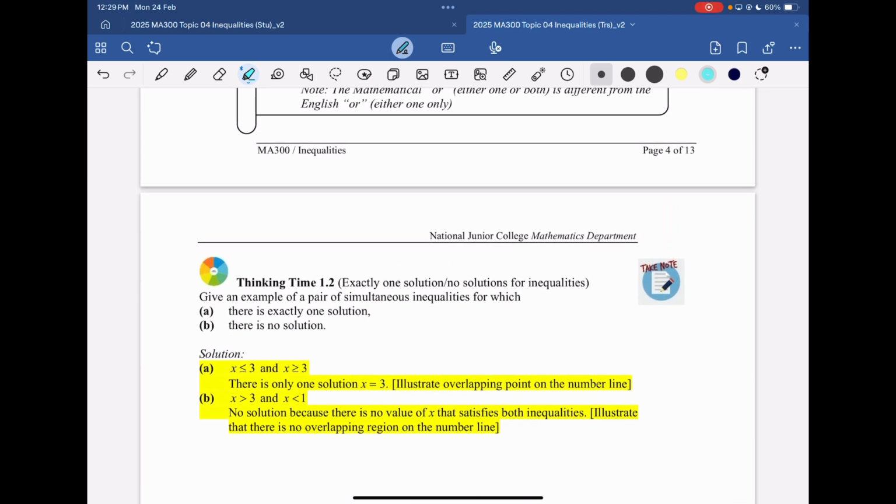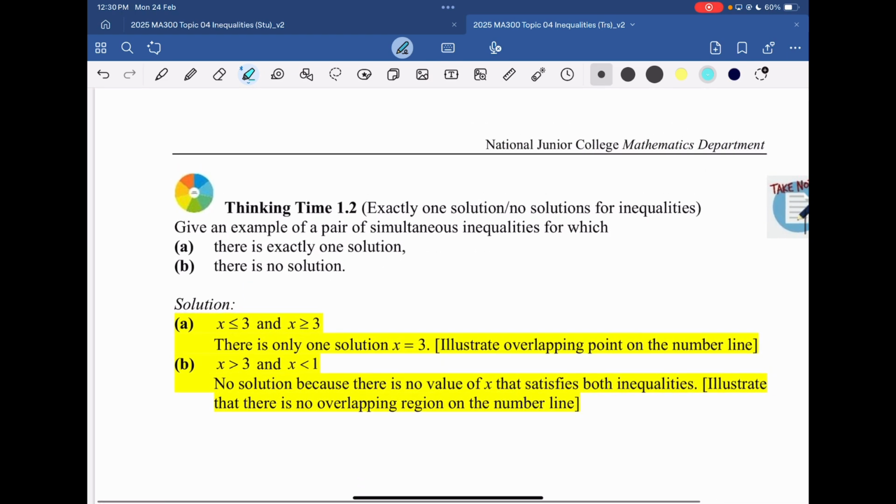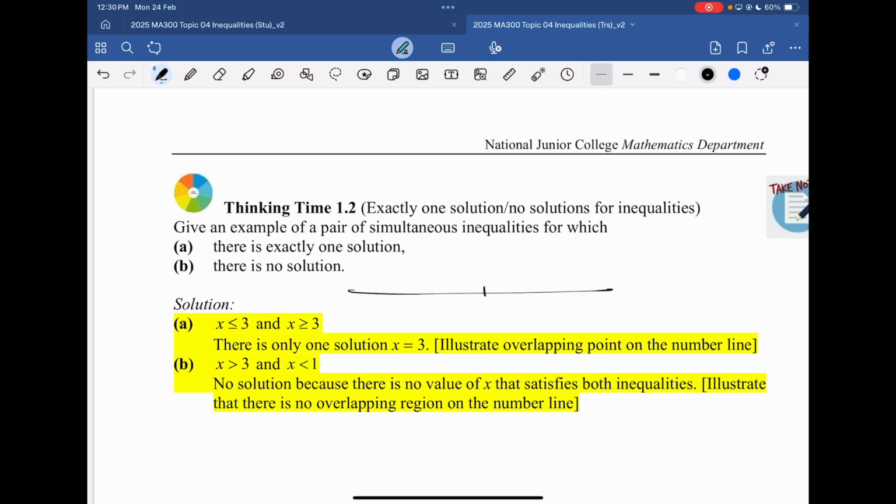Now, when is there exactly one solution? Are you with me? Shh, listen. When I talk, you listen. When you talk, I will also listen. So when there's only one solution, if you look at this, x less than or equal to 3, x more than or equal to 3, there's only one answer. Why? Because you see on the number line, very obviously, one is going to the right, one is going to the left. There's only one point where they will meet.